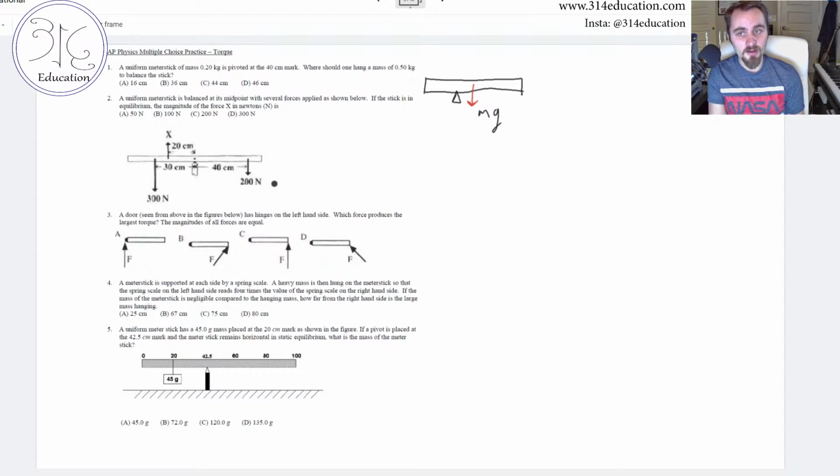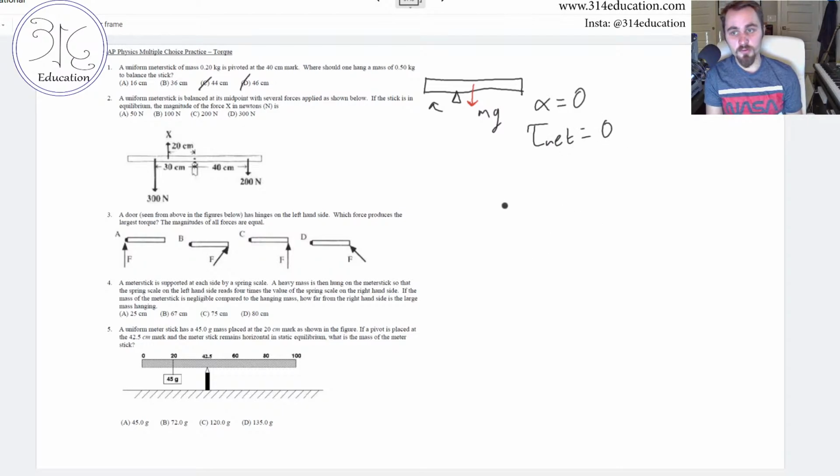Where should one hang a mass of 0.5 kilograms to balance the stick? Well, we already know it's going to be on the left, so we expect it to be something less than 40 centimeters. We can rule out C and D here, but to actually calculate this, we want to use a balance in torques. To balance the stick means we expect our angular acceleration to go to 0, so our net torque has to also equal 0.